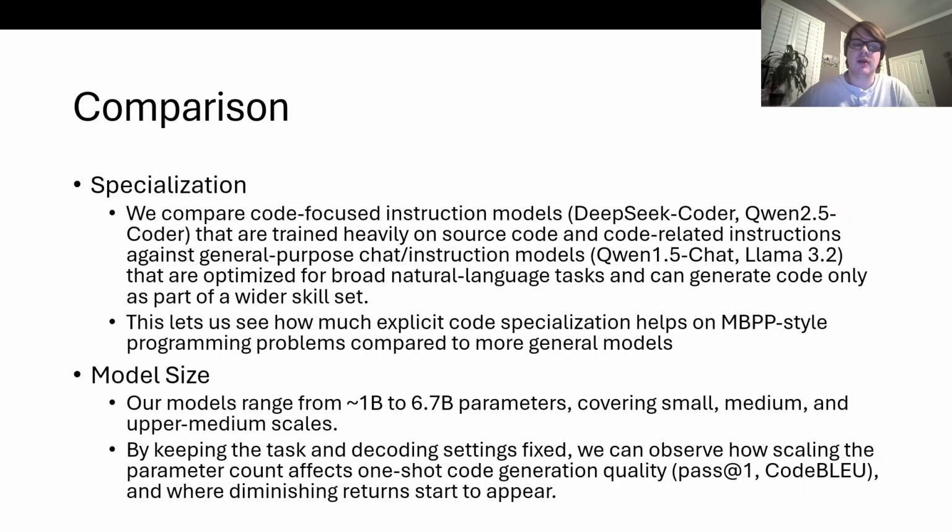Then we want to compare model size versus performance. So we would like to see how scaling up the model affects its performance. Our model sizes range from approximately 1 billion parameters to 6.7 billion parameters, covering small, medium, and upper medium scale models. By keeping the task and decoding settings fixed, we observe how scaling parameter counts affects one-shot code generation quality, and hopefully we'll be able to see where diminishing returns start to kick in.